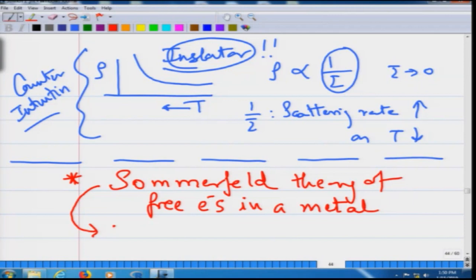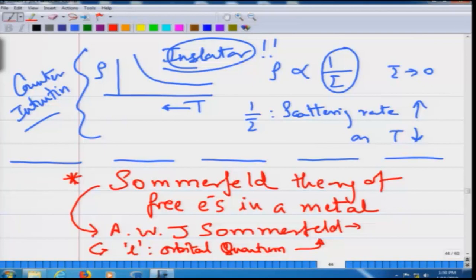A.W.J. Sommerfeld was a very famous physicist who had contributed significantly to quantum mechanics. He was the first one to propose the orbital quantum number, which determines the shape of the orbital. He also gave the spin quantum number. He understood that the electron is a quantum particle. So, when you are describing electrons in a metal, you certainly cannot consider them as classical.